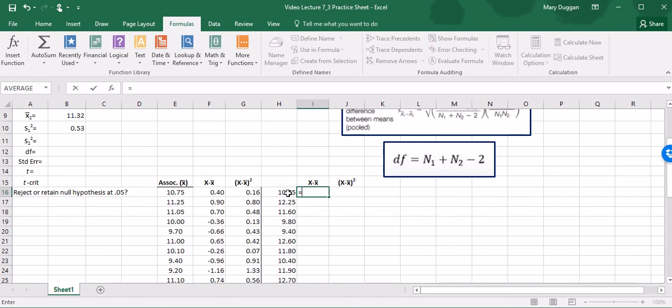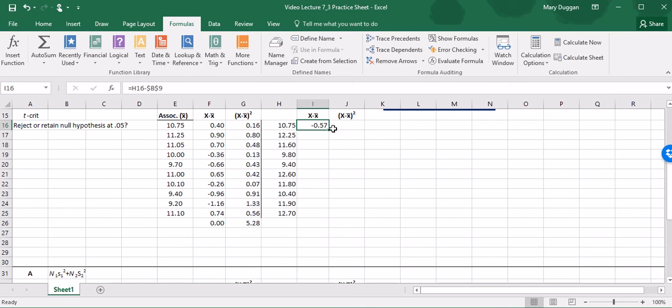Equals the first score minus the mean of the second group. Keep it constant by putting dollar signs around each cell. Press return. Drag down. Be super compulsive. You end up with 0. Yay! And now we're going to square our deviations.